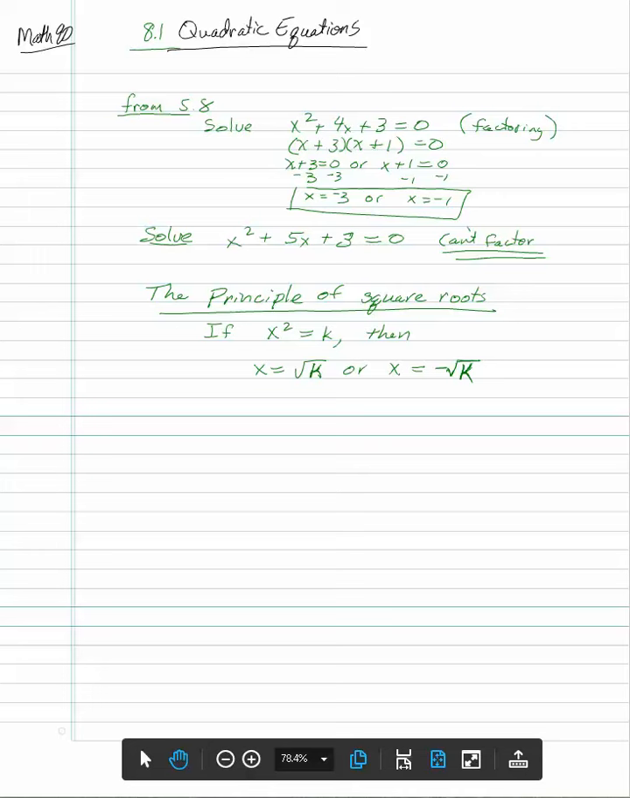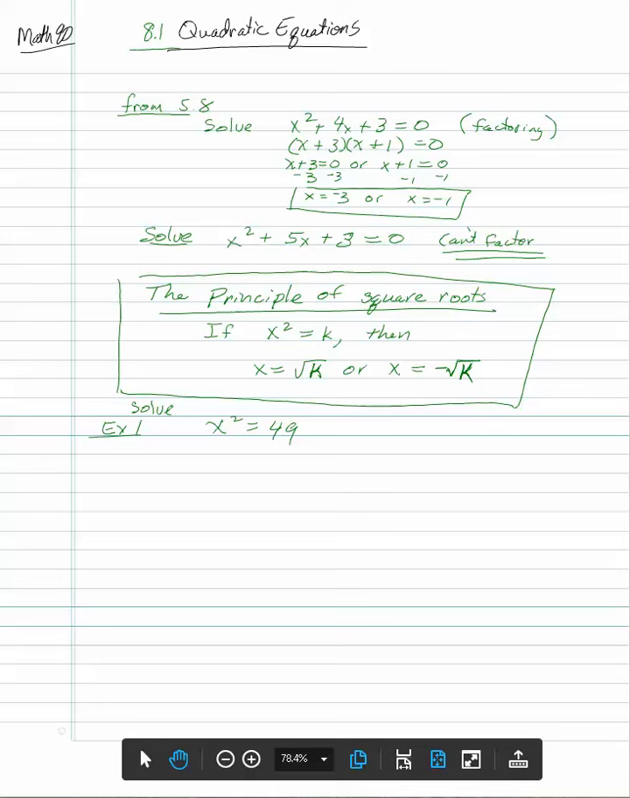Alright, so we want to develop this technique so we can solve that problem up there from 5.8 that we can't factor. So we want another technique. So here we go. We're going to use this principle of square roots. So example 1 that I just made up. If I said solve x squared equals 49 using the principle of square roots, you're going to square root both sides. X equals square root of 49, or x equals negative square root of 49. So it's 7 or negative 7.